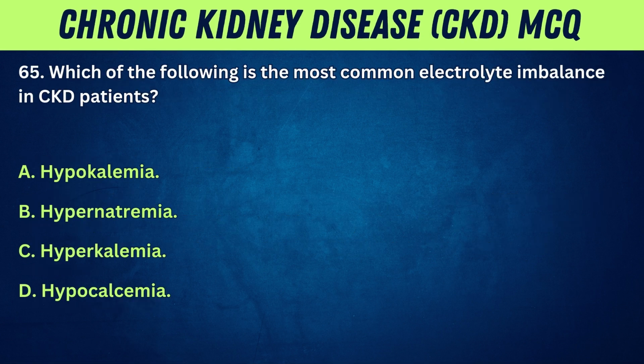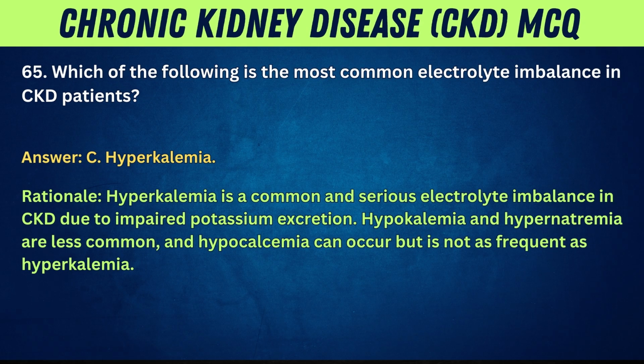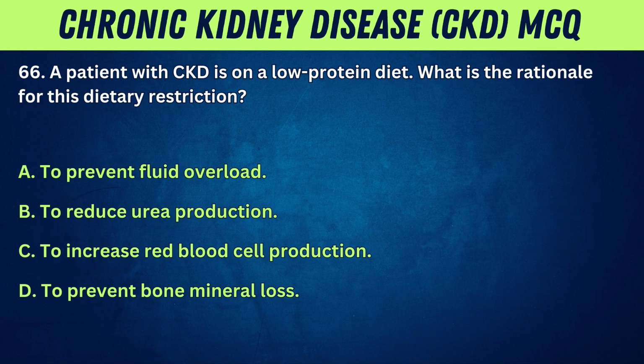65. Which of the following is the most common electrolyte imbalance in CKD patients? A. Hypokalemia. B. Hypernatremia. C. Hyperkalemia. D. Hypocalcemia. Answer: C. Hyperkalemia. Rationale: hyperkalemia is a common and serious electrolyte imbalance in CKD due to impaired potassium excretion. Hypokalemia and hypernatremia are less common, and hypocalcemia can occur, but is not as frequent as hyperkalemia.